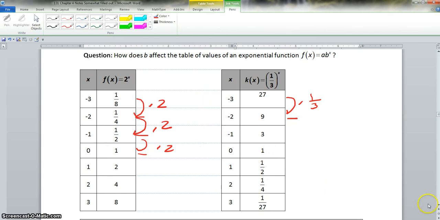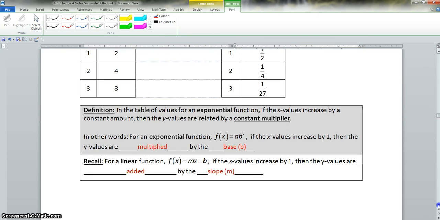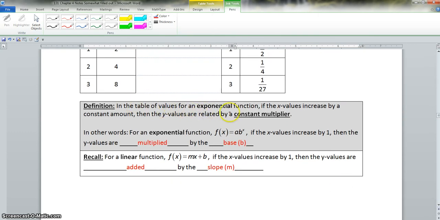So now we scroll down here. It says definition. In the table of values for an exponential function, if the x values increase by a constant amount, then the y values are related by a constant multiplier. In other words, for an exponential function, f of x is equal to a times b to the x, if the x values increase by 1, then the y values are multiplied by the base. For a linear function, f of x is equal to mx plus b, if the x values increase by 1, then the y values are added by the slope. So basically in this situation, your b will be basically your slope.